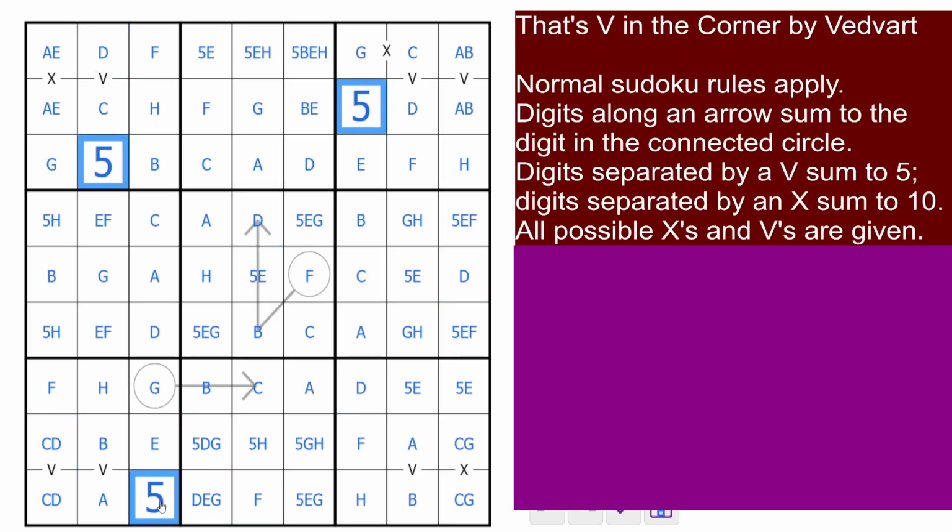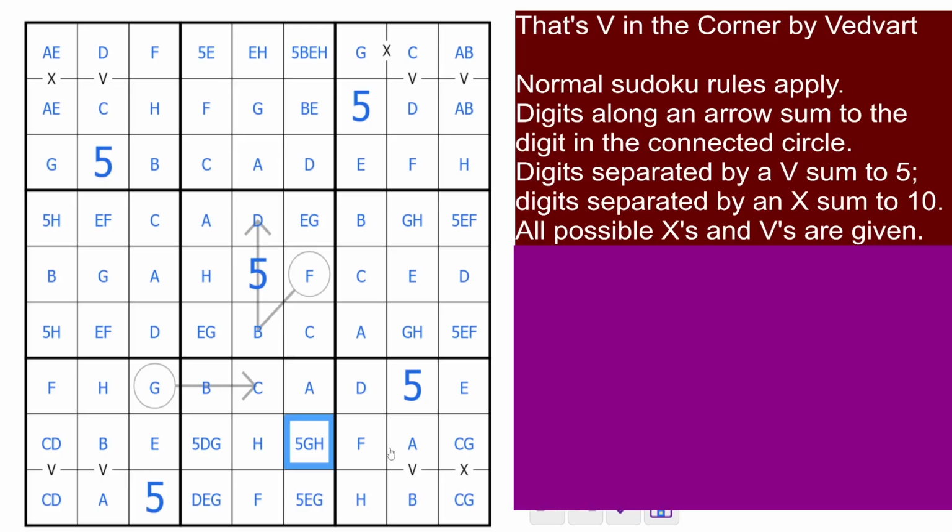5. Oh, come on, man. This cannot be E, right? This has to be 5. See, that happens. That's not 5. That's E. That's not 5. That's E. That's not E. That's 5. Okay. That's not E. That's 5. None of that's 5. That's not 5. That's H. So we can remove H from here.